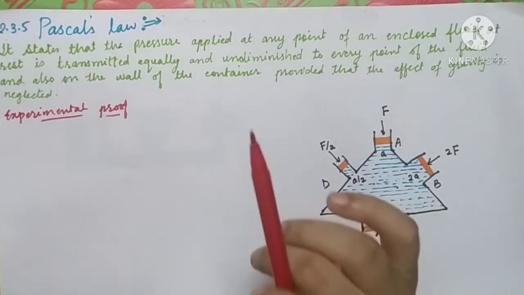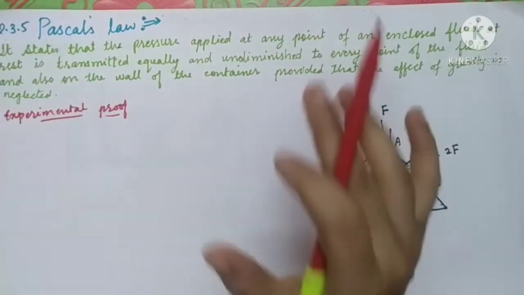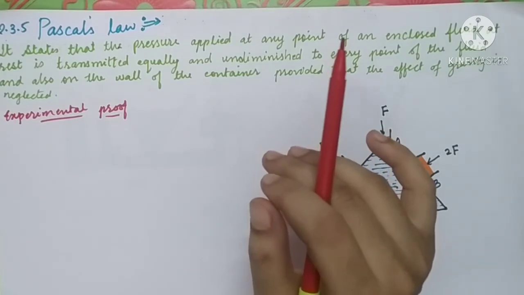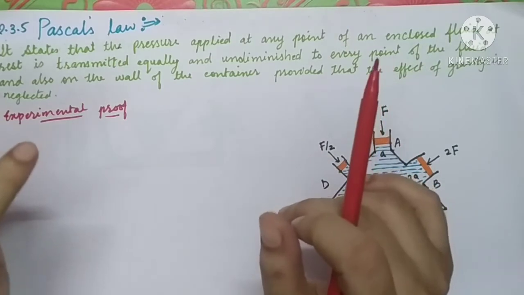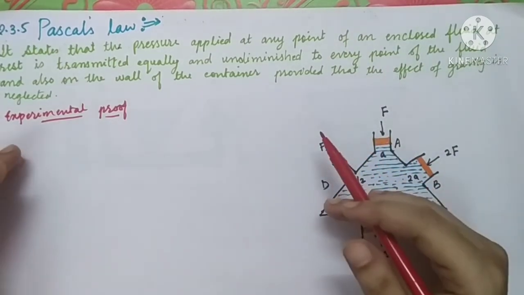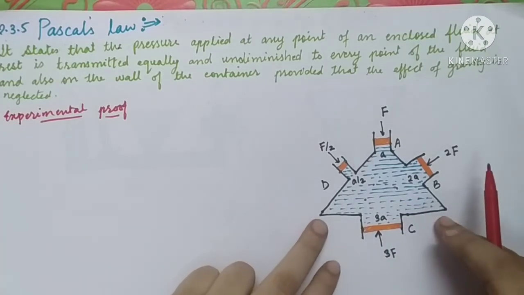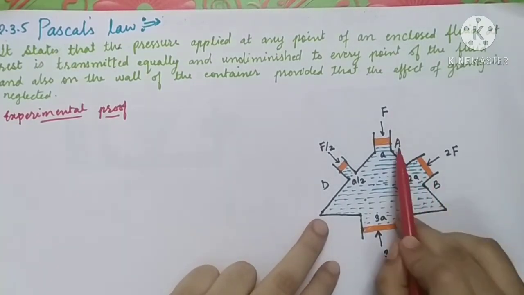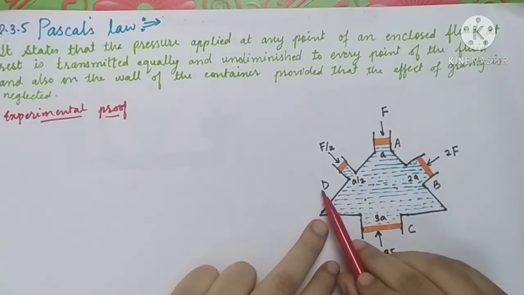So let us see whether this statement is correct or not. It means whether each and every point in a fluid will have the same pressure or not once you apply the pressure at one point. You will have to check the pressure at different points in a fluid. So here we have taken one container. It has four openings: opening A, opening B, opening C and opening D.